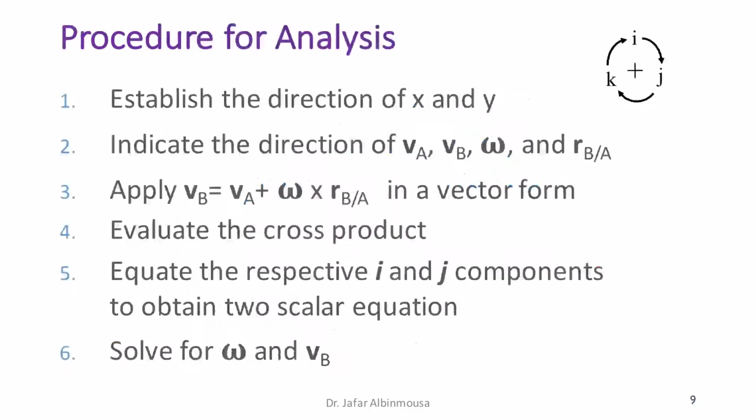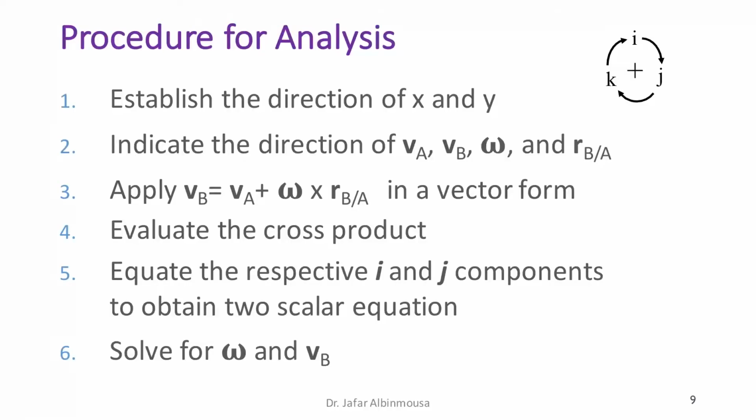Now, the procedure for the analysis, especially when you deal with this in vector equations, is to first establish the direction of x and y. Then you try as much as possible to indicate the direction of the velocity VA, VB, omega, as well as B with respect to A. Then you use this equation, which is the relative velocity equation, and then you evaluate the cross product. And after that, you have to equate the I component and the J component.